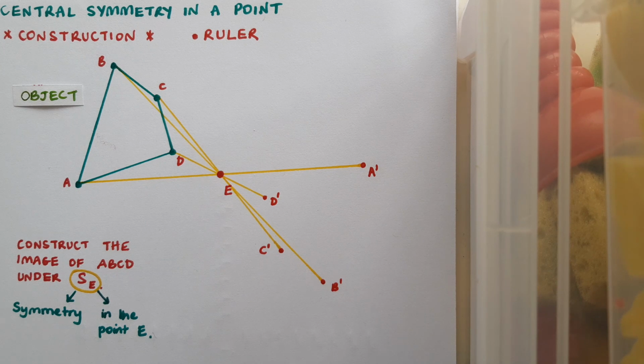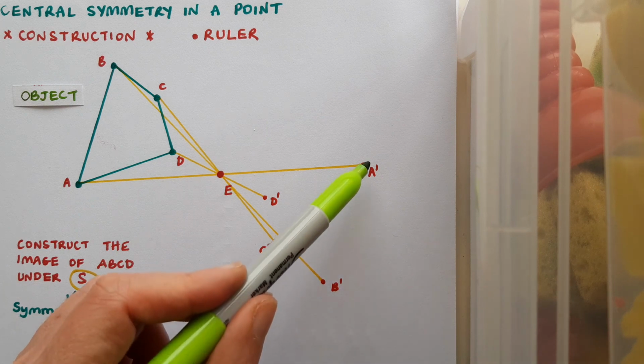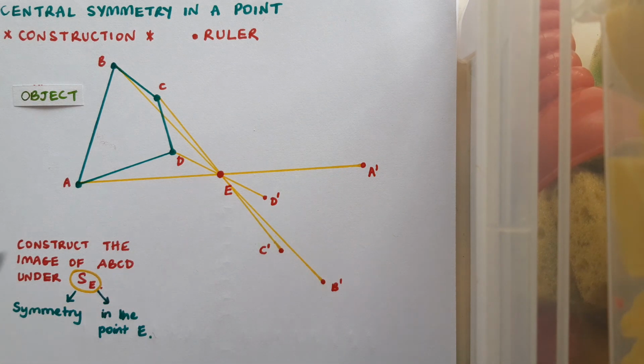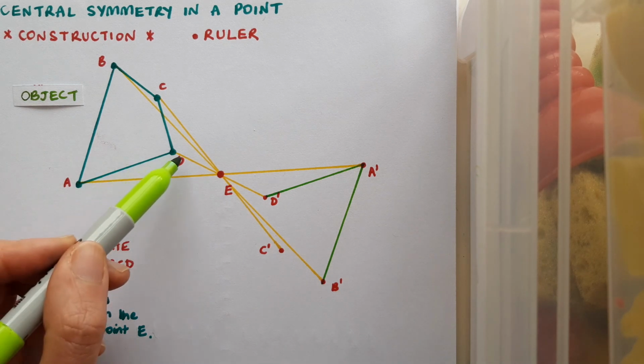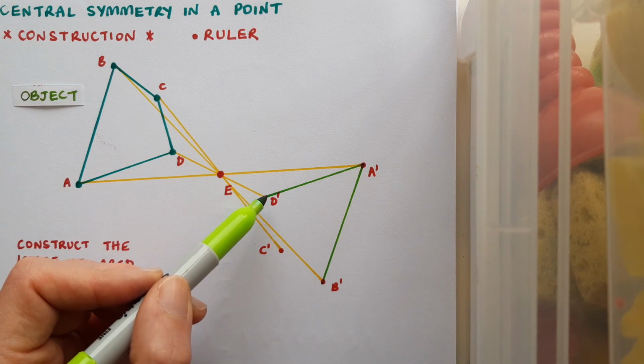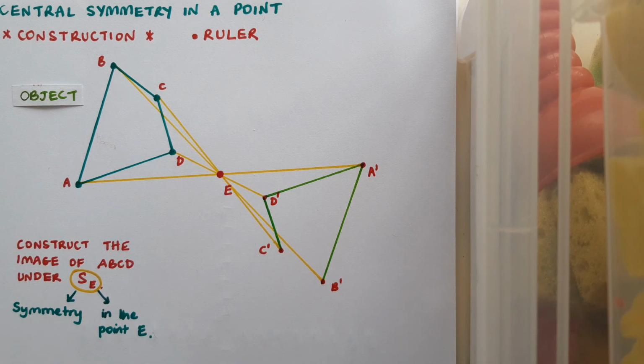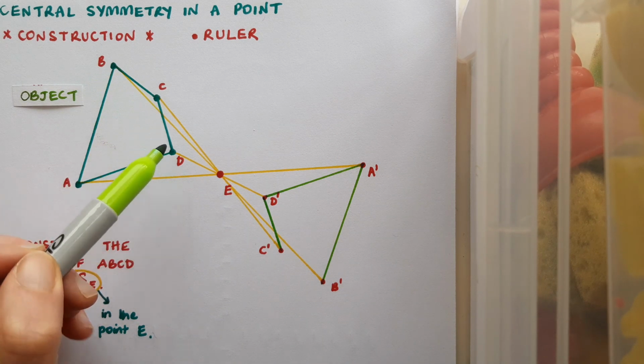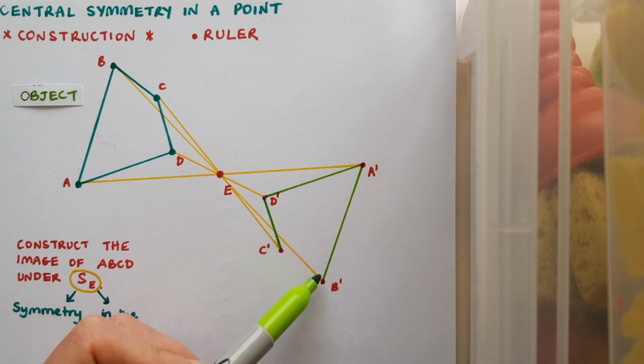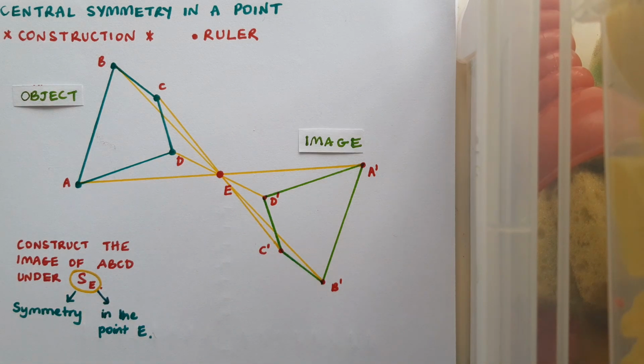It's also important that I make sure to join the points in the correct order. So I won't just randomly start drawing lines between these points. I'll look and I'll say, okay, well, A was joined to B and D. So A dash must join to B dash and D dash. I can see that D was joined to A and C. So I should join D dash to A dash and C dash. And finally, I can see that C was joined to B and D, so I should make sure that C dash is joined to B dash and D dash.